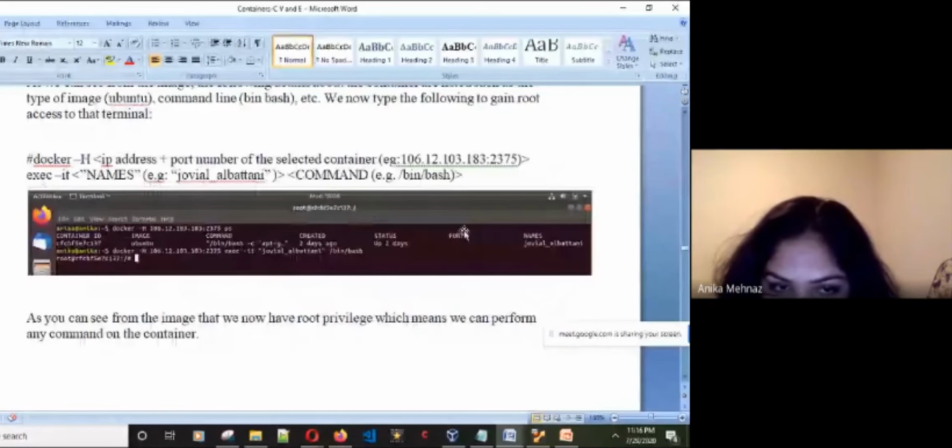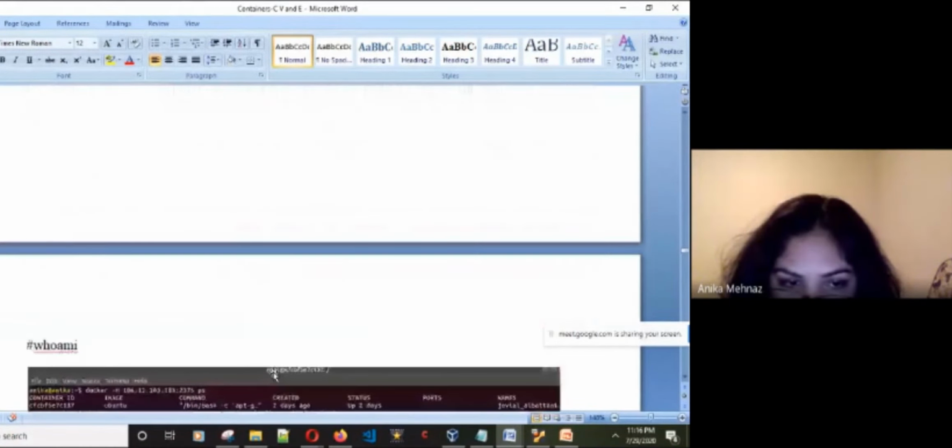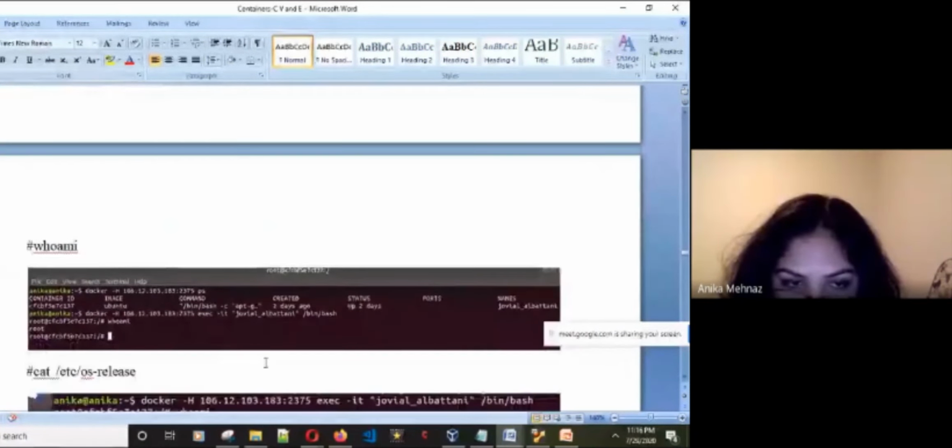So what I was trying to do is that when I type docker -H, the IP address, exec -it, the name of the container, and /bin/bash. So it's a command that I have to put here. After I type it and enter it, I directly get root access of this Ubuntu system. And when I type whoami, I get the output root.